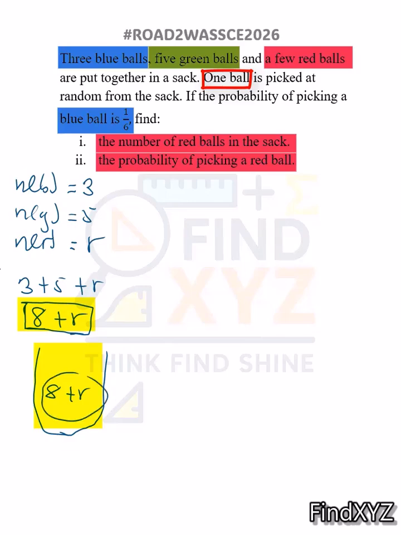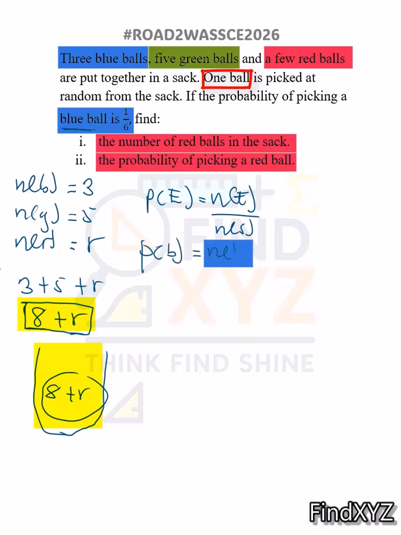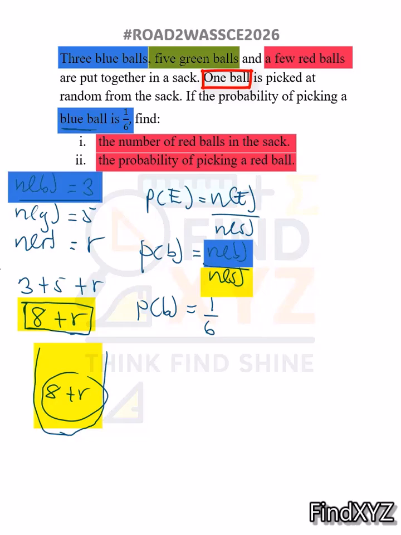There's also an additional information. What is the additional information? We have been told the probability of picking a blue ball. Now, what is probability? Probability of any event is the number of that event happening over the number of sample space. Now, what event do we know? The probability of blue. So the probability of picking a blue ball will be the number of blue balls over the number of sample space. But we are given the probability of blue to be 1 out of 6. But my question is, what is the number of blue balls? Clearly, we can see the number of blue balls is 3.